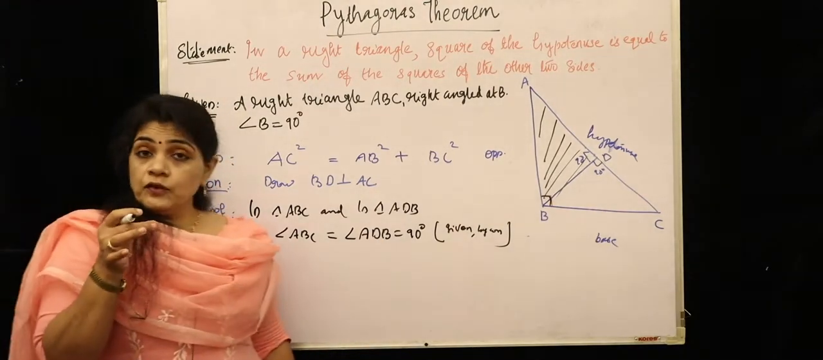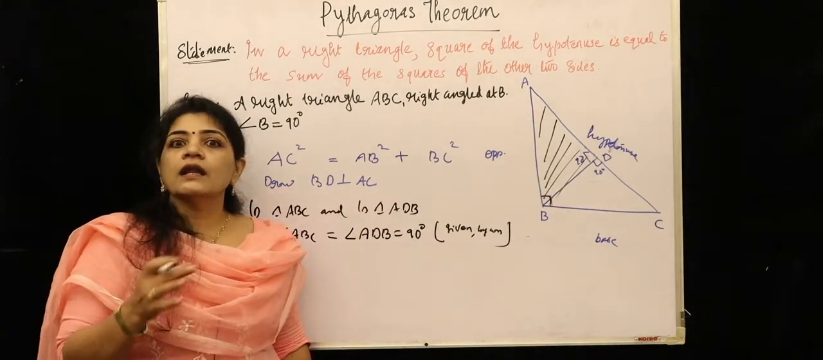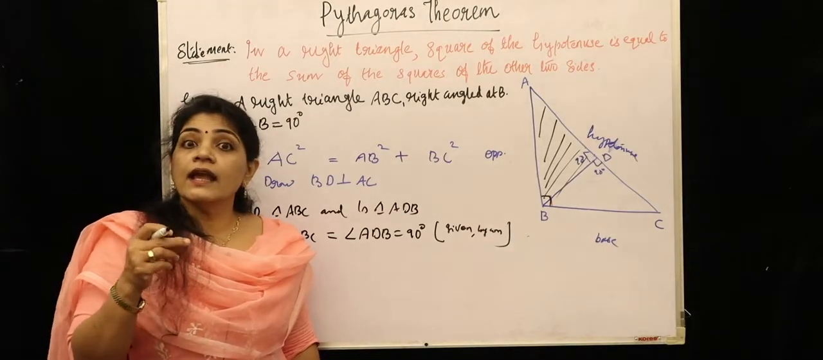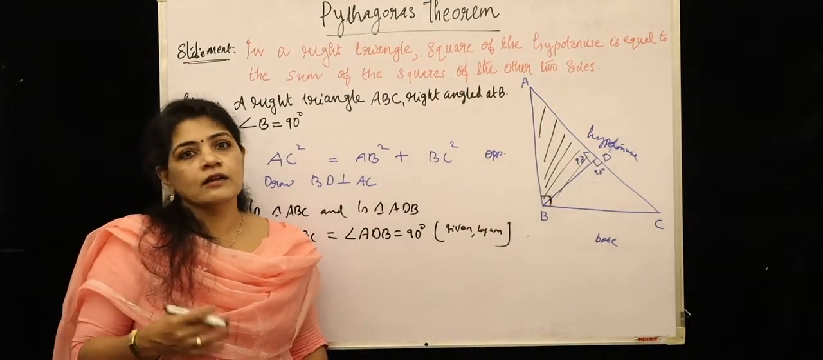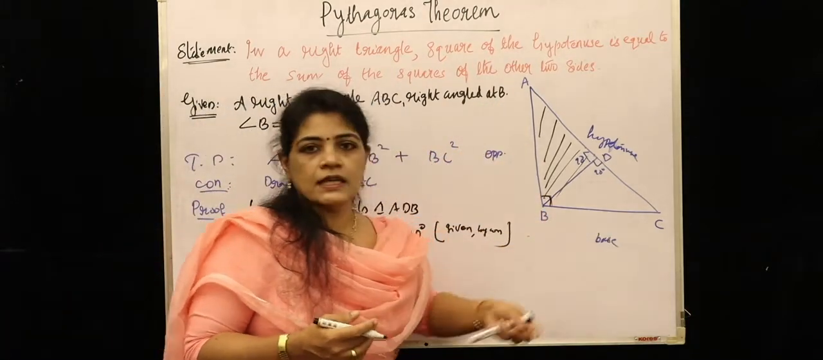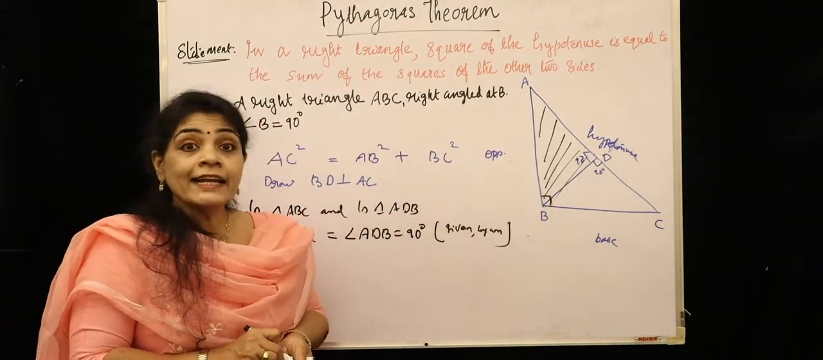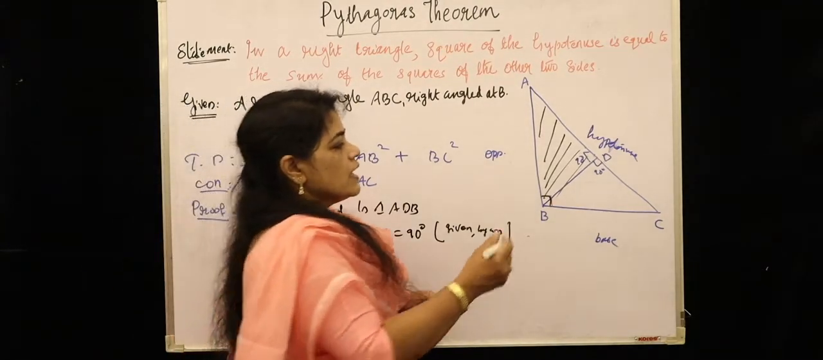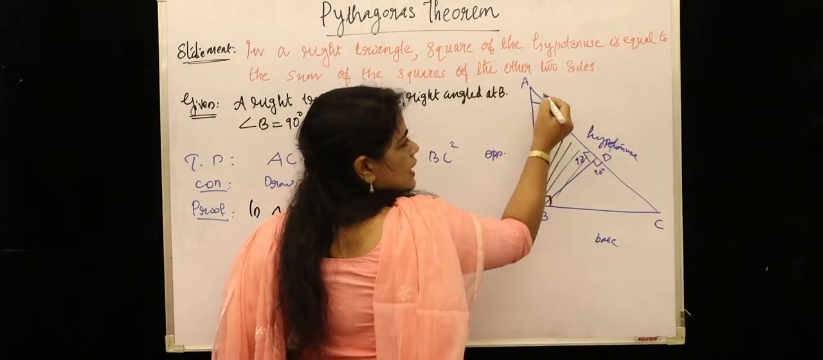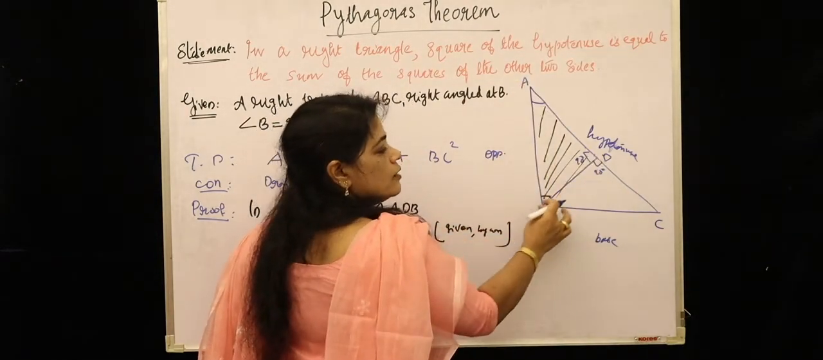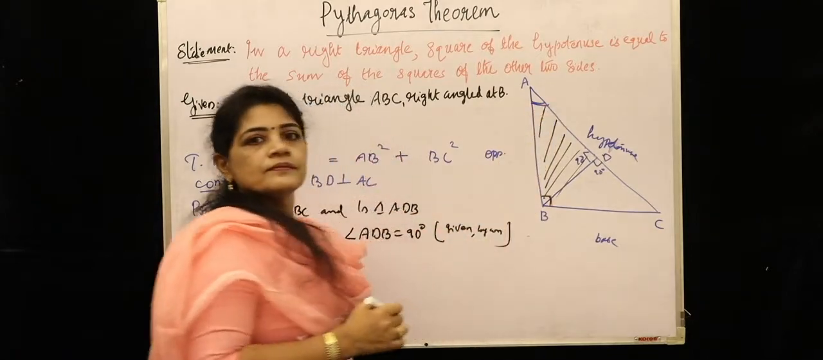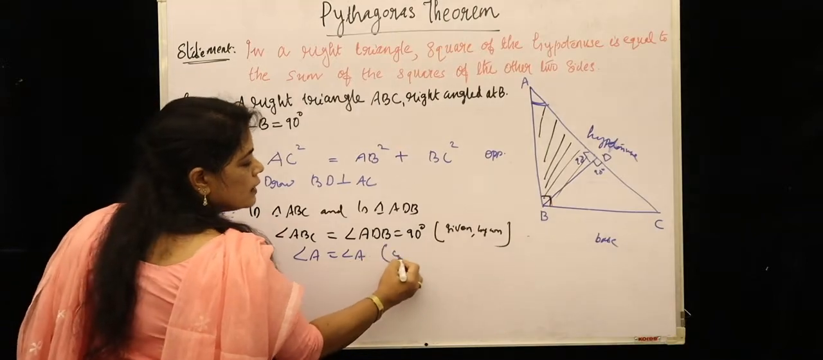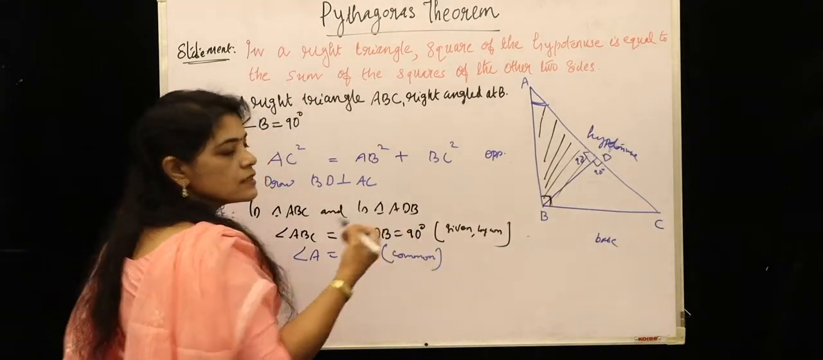Okay, and if you can show that one more angle are equal in both the triangles, you can say that these two triangles are similar under AA similarity criteria. That means in triangle ABC and in triangle ADB, you can see one angle is common. Which is that angle? In triangle ABC, this angle A, and in triangle ADB, this is the same angle. That means angle A equal to angle A, common angle. In both the triangles, this angle A is common.